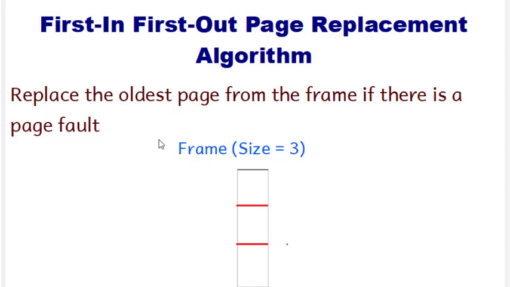There are various page replacement schemes. One of them is first in first out page replacement. In this case, we replace the oldest page from the frame. If there is a page fault, and the page is not found in the frame, we need to bring in another page. For that purpose, we take out the page which is the oldest one. That is called first in first out. Let us see an animation and see how many page faults we get in that case.